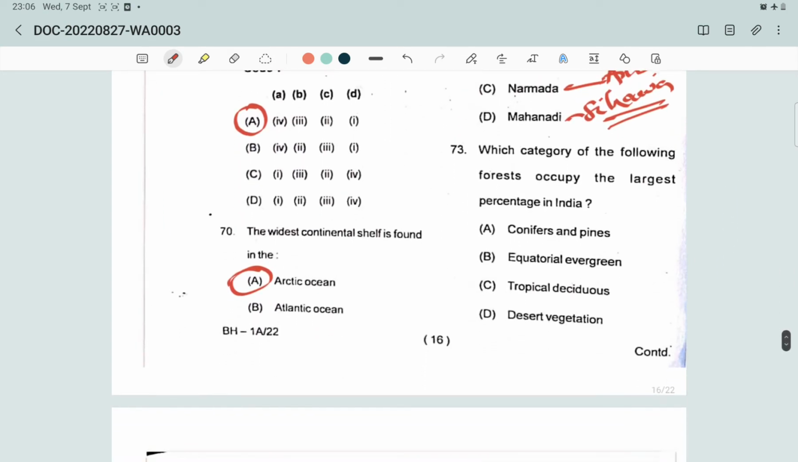Which category of the following forest occupies the largest percentage in India? The options are conifers and pines, equatorial evergreen, tropical deciduous, desert vegetation. The answer would be tropical deciduous. This is also called the monsoon forest. It occupies the highest percentage of area in India because they grow in the areas of annual rainfall of 70 to 200 centimeter.